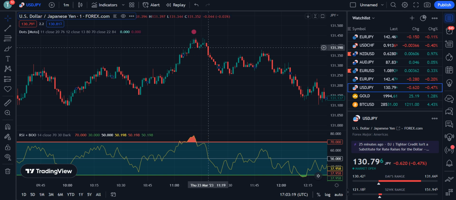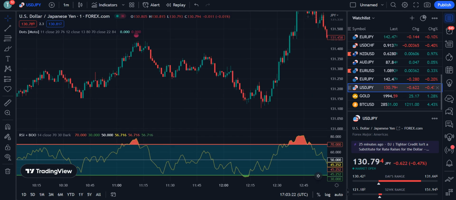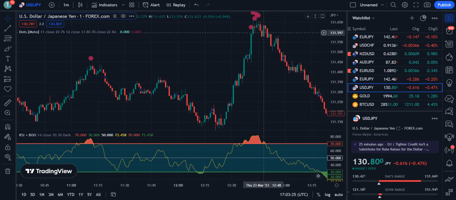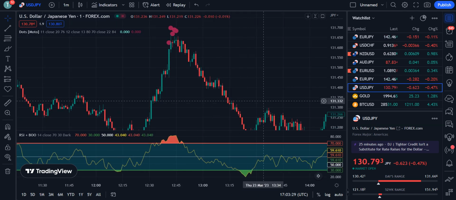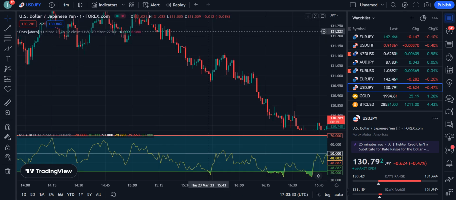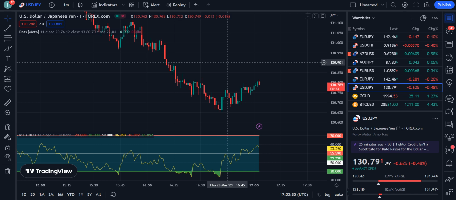So this is a very easy strategy that gives you signals for the uptrend or the downtrend, which you have to see by looking at your market chart, and then how you have to enter the market for buy or sell signals. So this is all about this strategy.